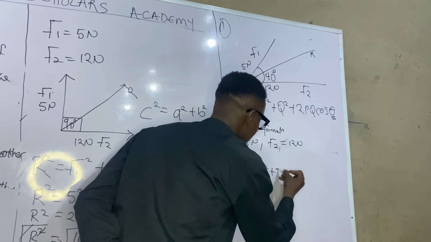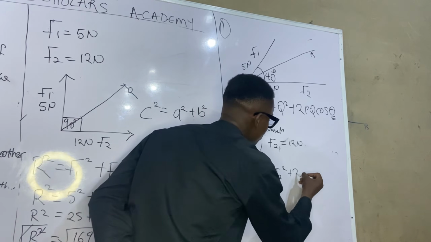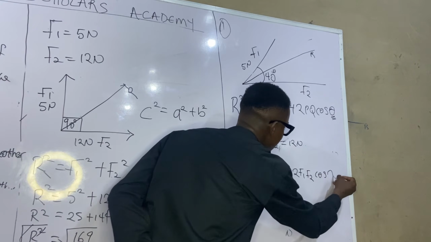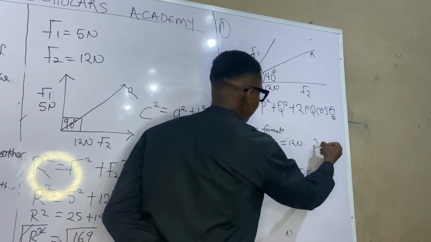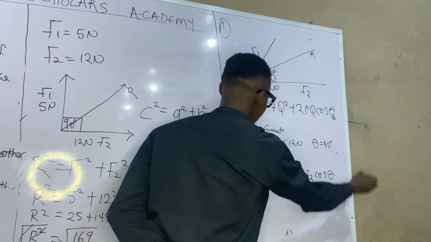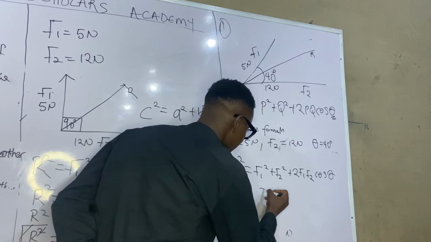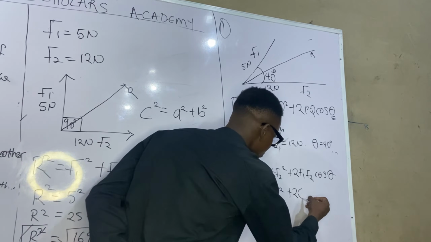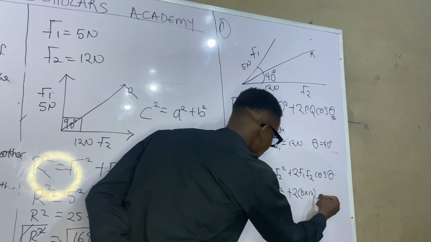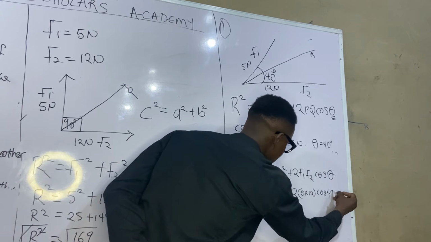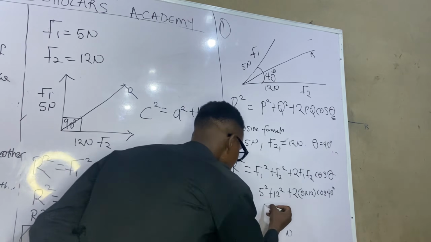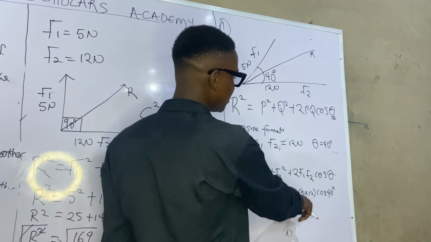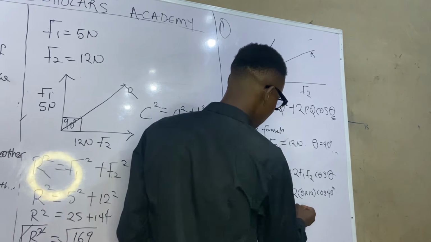F1 squared plus F2 squared plus 2 F1 F2 cos theta. And also theta is what? 40 degrees. So our R squared is what? It's 5 squared plus 12 squared plus 2 into bracket 5 times 12 cos 40 degrees. So this is 169 plus 2 times 5 is 10, 10 times 12 is 120.